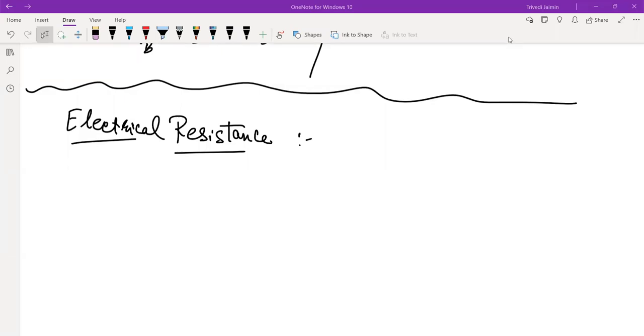I got two answers: property of metal, and resist the flow. Okay, so if I say electrical resistance, is it for a conductor, a non-conductor, an insulator, or something else?